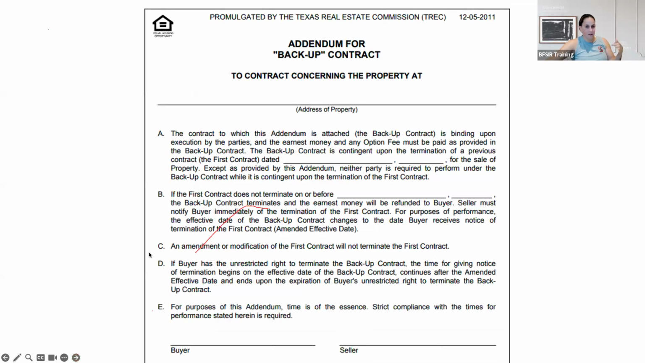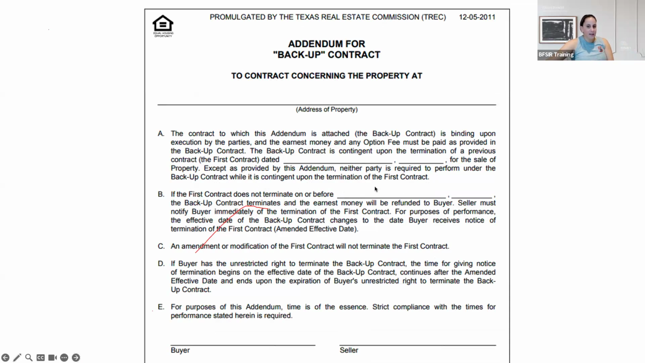Okay. All right, backup contract addendum. This is where you put the effective date of the first contract, right? And then you're saying either the closing date of the first contract or the option date of the first contract. It really doesn't hurt to just put the closing date of the first contract, and then the buyer can remain in backup until that contract closes or doesn't close, right?